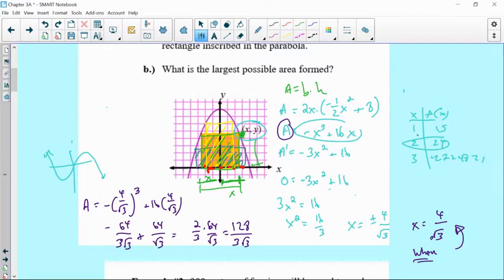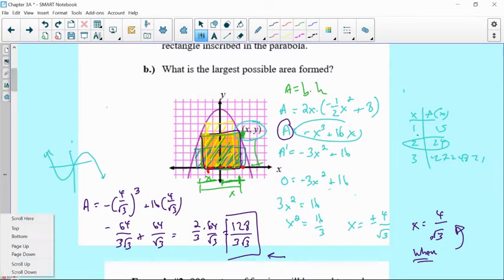And that's fine. You can leave it like that. You can rationalize it. I don't really care at this point, but that's the biggest area. So that would be the largest area I could put underneath that parabola. This is the y value. This is the x value. The when is the x. The what is the y coordinate.